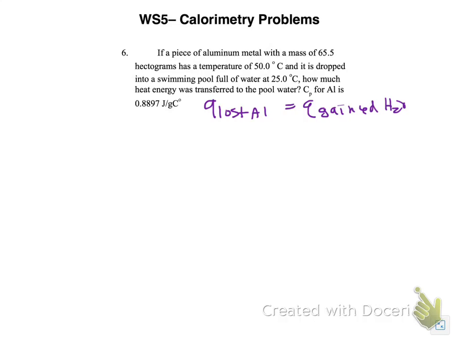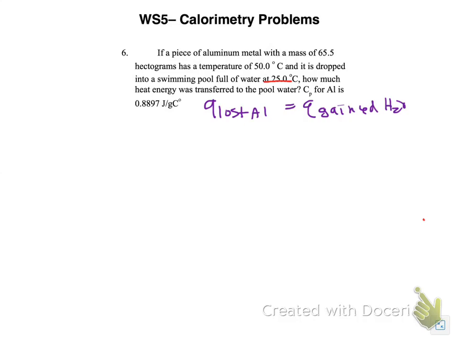And one of the assumptions we're going to make is because the pool is going to be so much water compared to the small amount of aluminum that the pool temperature won't change from 25. So we're going to assume that we're going to end up at 25 degrees C in the pool. It might be a tiny bit different from that, but with water's enormous heat capacity, it can take a lot of heat before it's going to change temperature.